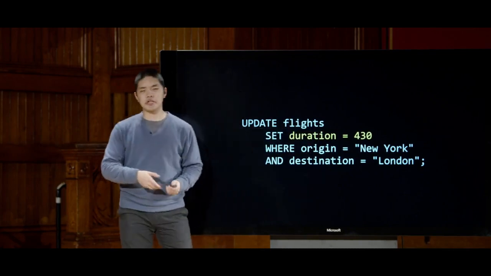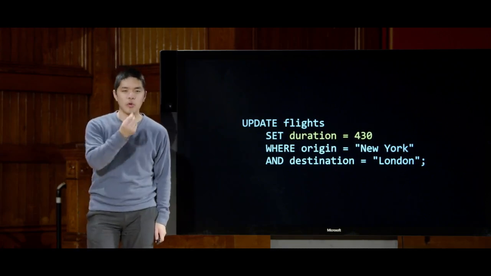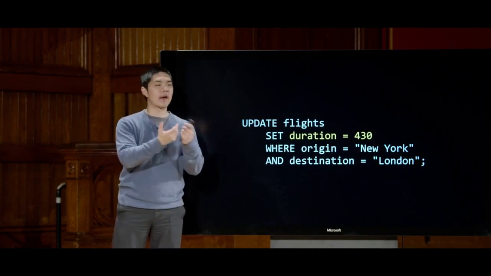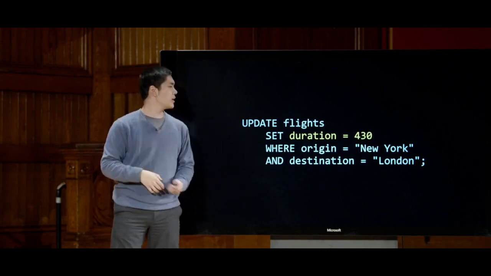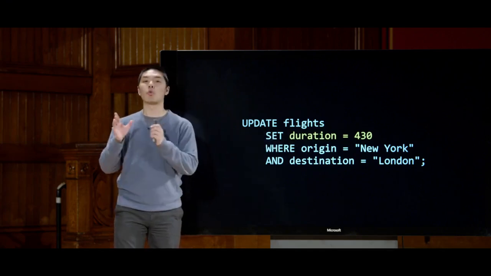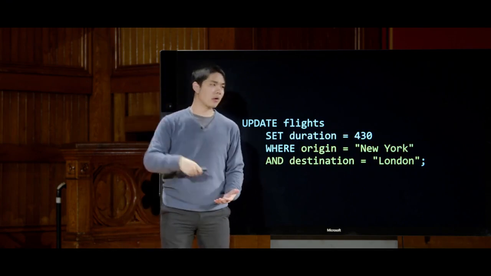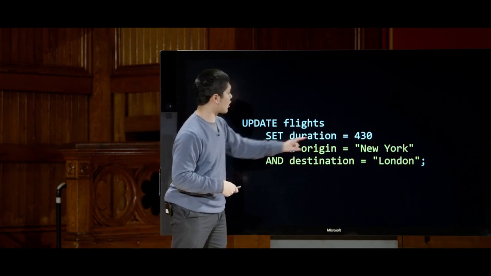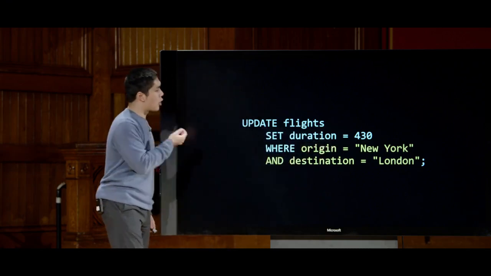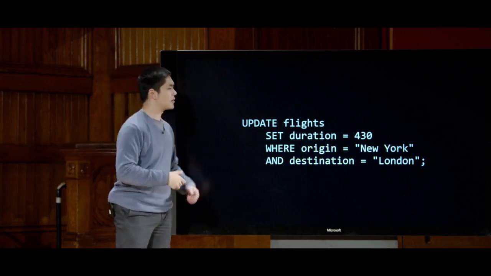But of course, I don't want to change it to 430 for every single flight. Just as in a select clause, I could say where something equals something, or where and then some other clause to specify where I want the rows to be selected from. Likewise, to an update, I can say set duration equal to 430 where a particular condition is true. So here, I'm going to look through the flights table, find all of the flights where the origin is New York and the destination is London.